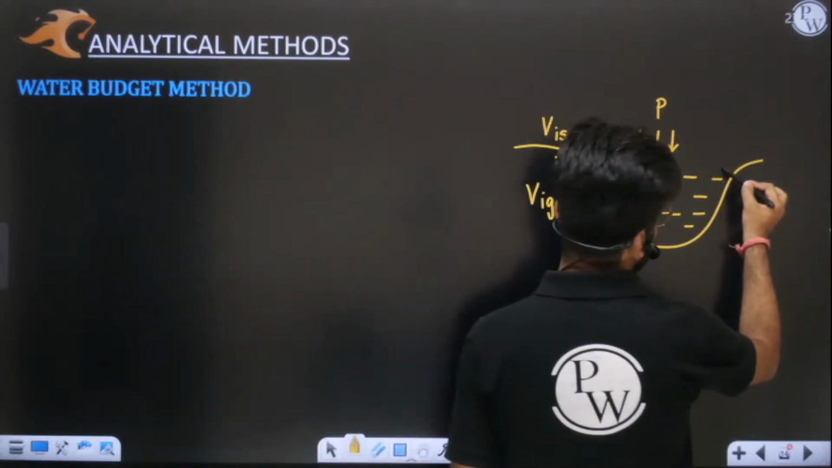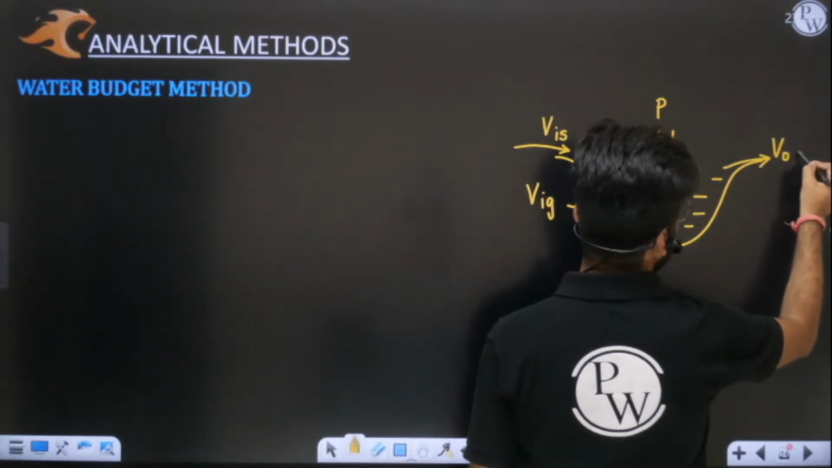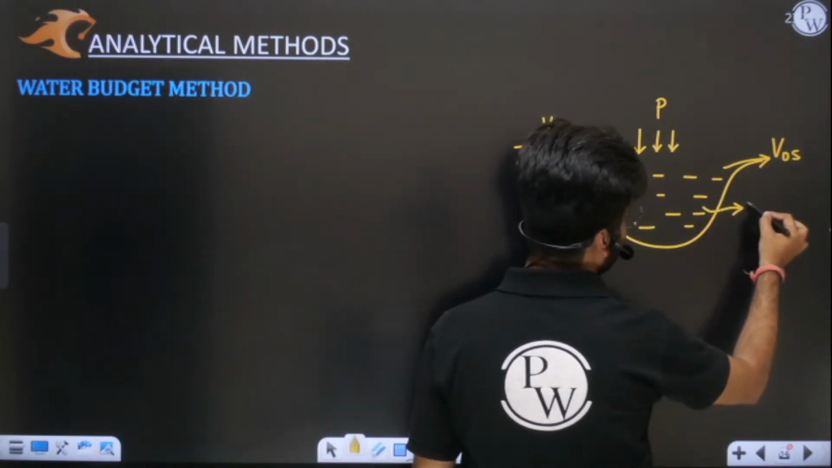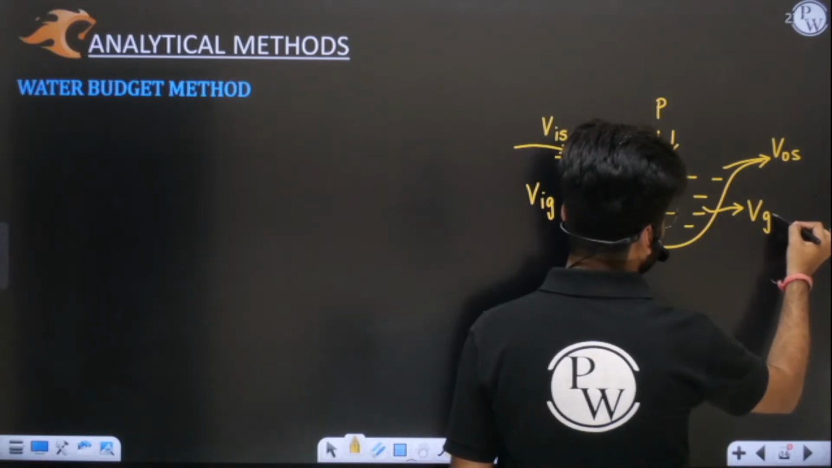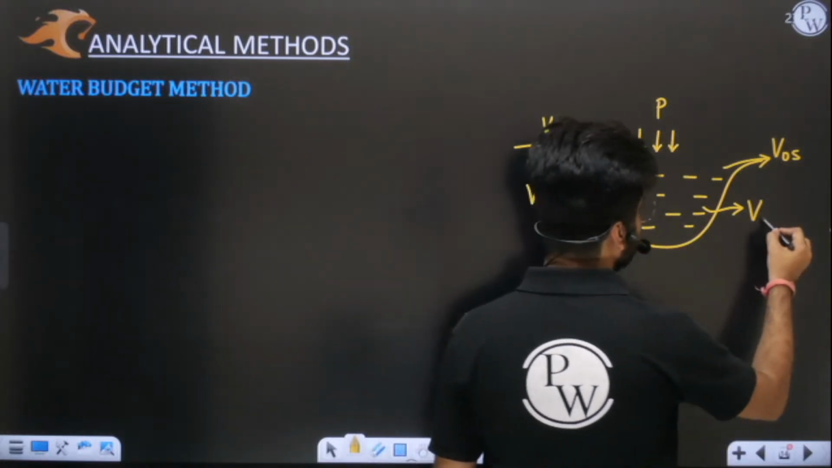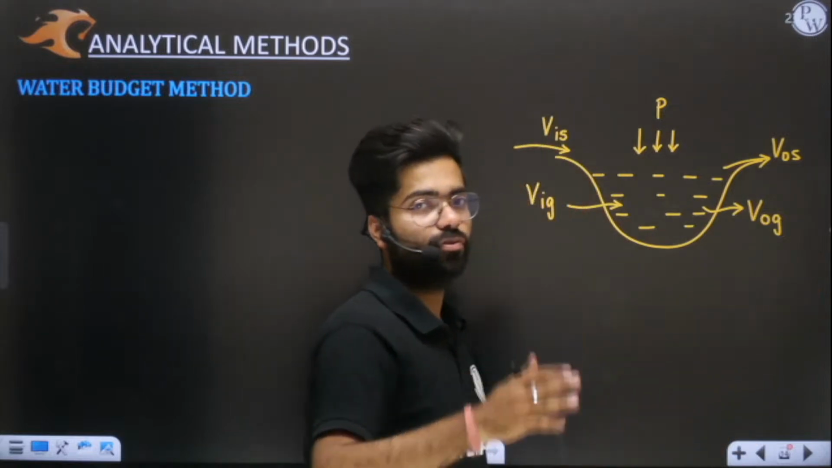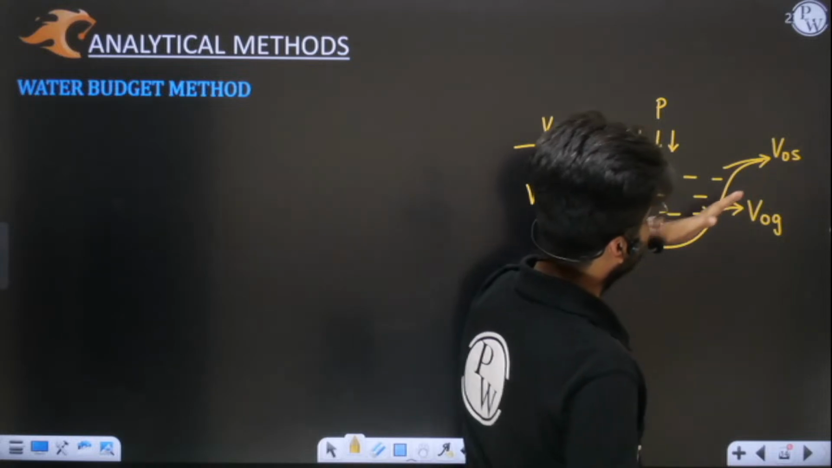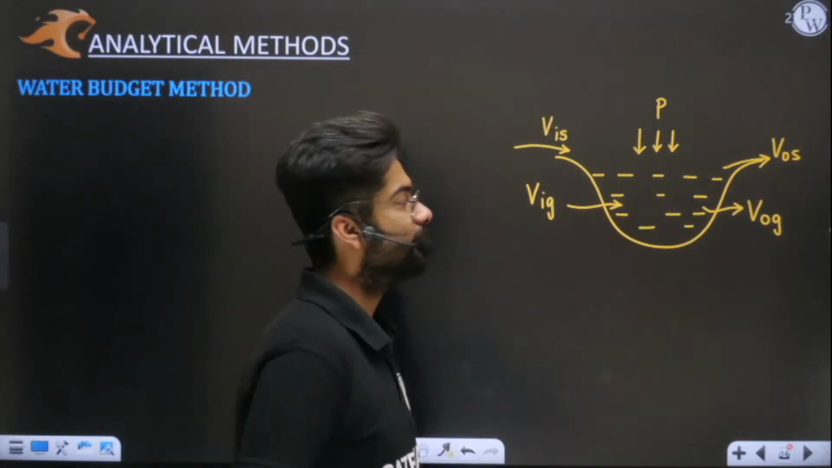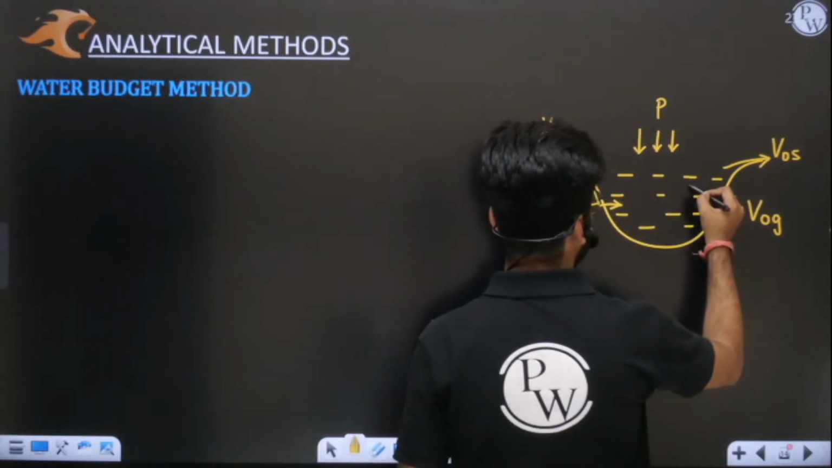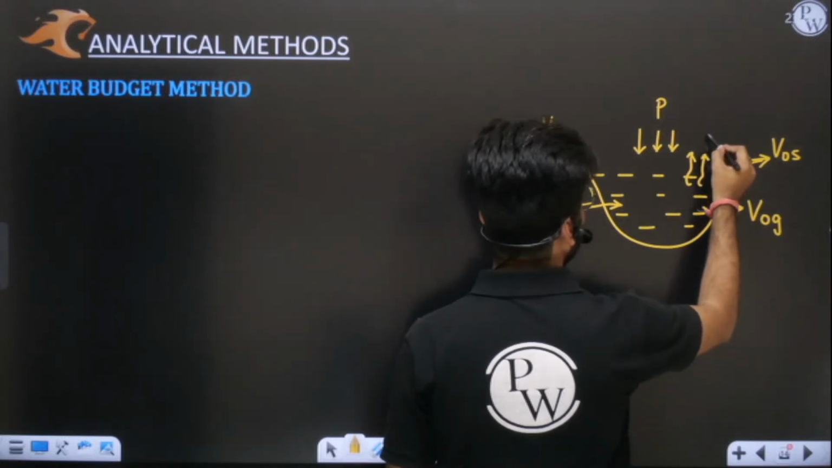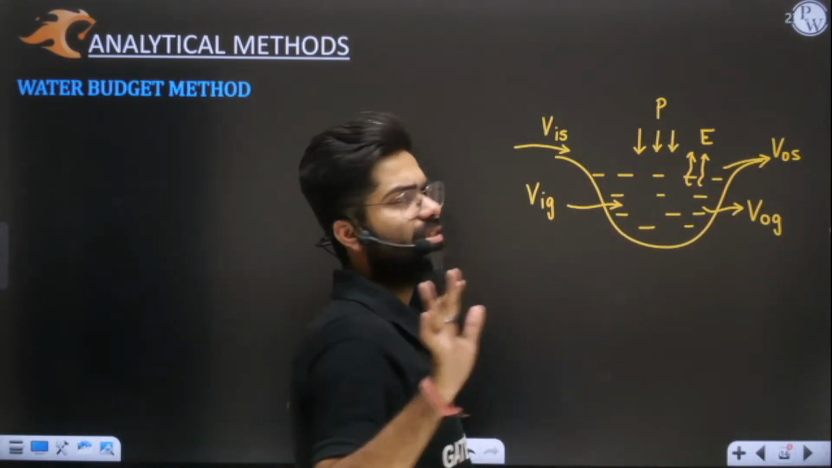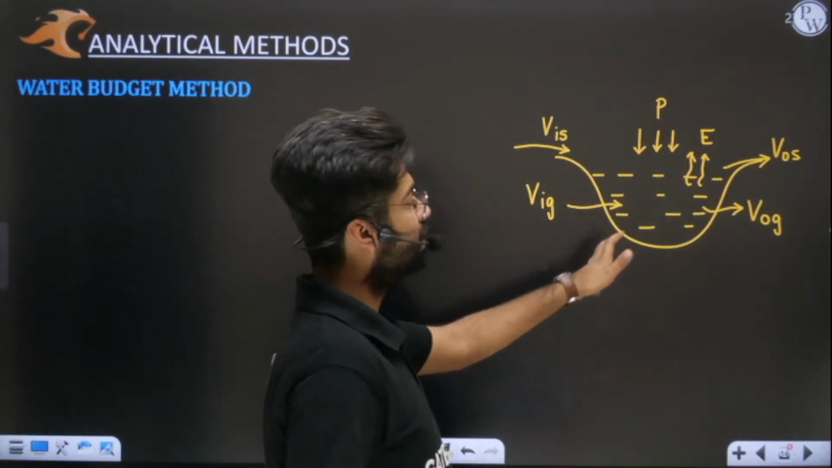Let us say some water has run off from the surface, that is VOS, volume of surface outflow. Let us say some water has gone through the ground, that is VOG, volume of groundwater outflow. See, some water can come from the surface, some water can come from the ground, some water can go from the surface, some water can go from the ground. Okay, what else can happen? Obviously some water will go away in the form of evaporation. Yes or no? Like this you can write the different phases. I am just trying to give you an example.